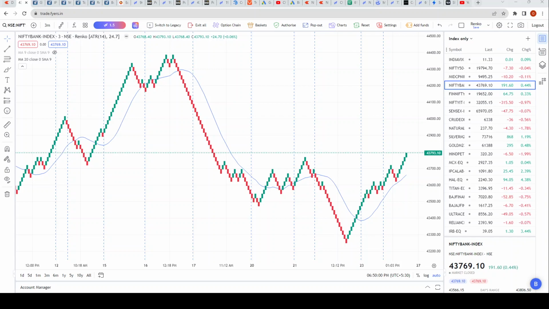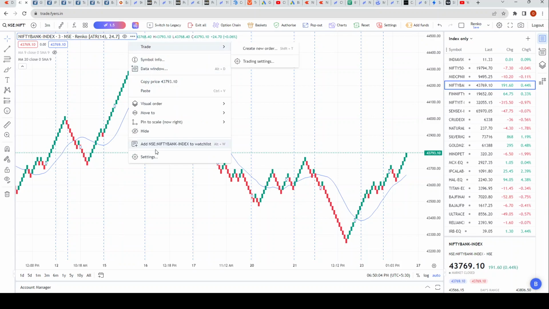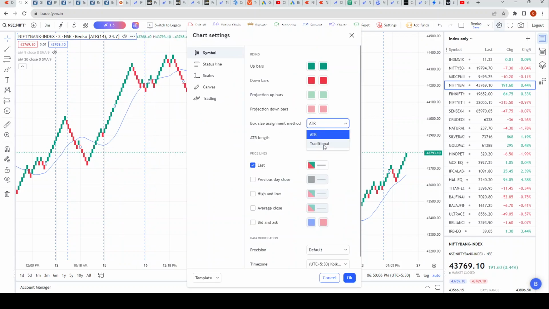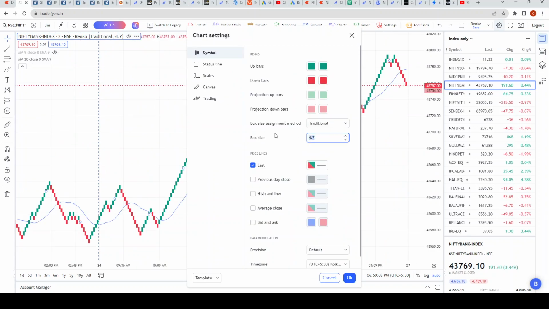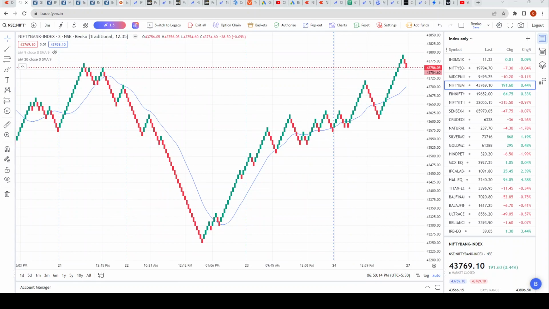24.7 divided by 2, 12.35. So you'll have to come over here, go to settings, change it to traditional, and put 12.35. This is how it will look on the 3 minute time frame. This is the chart and how it should work in Renko for Bank Nifty on a 3 minutes time frame.